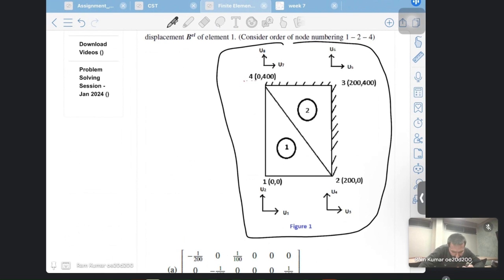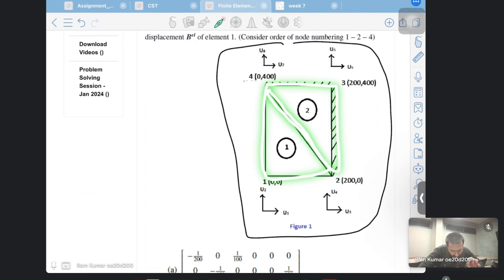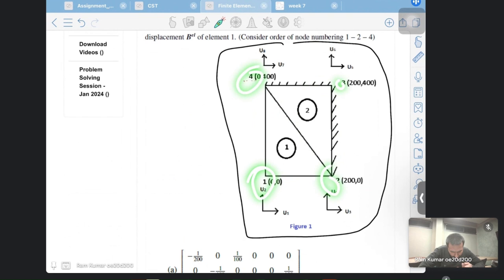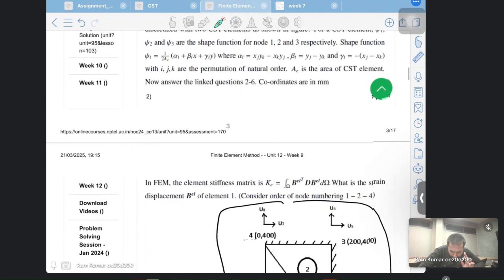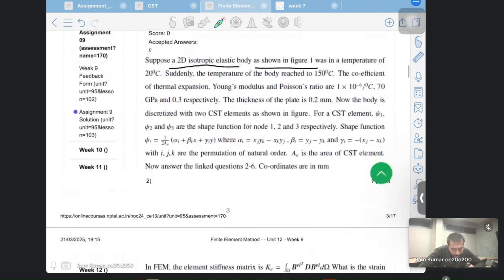In figure 1, we have two triangular elements. This is element 1 and this is element 2. Fine. They have given that we have a total of 4 nodes, and for node 1 they provided the coordinate 0, 0, and likewise for node 2, node 3, node 4. Node 1 has u1, u2, u3, u4, u5. These are the displacements in x and y. Some information is given, but now we know that we have 2 triangular elements.